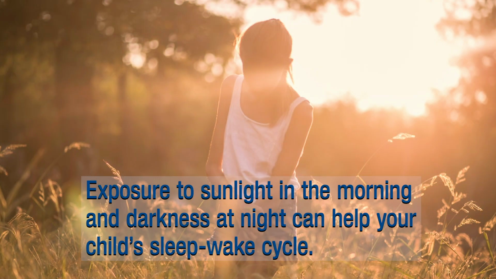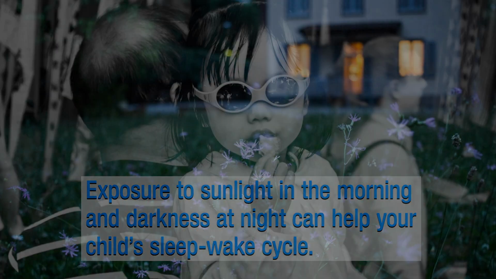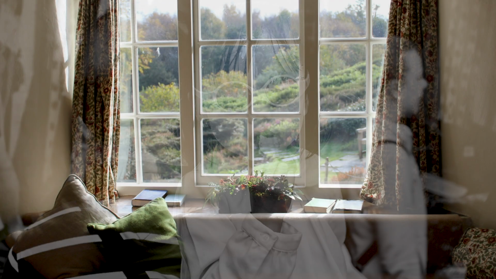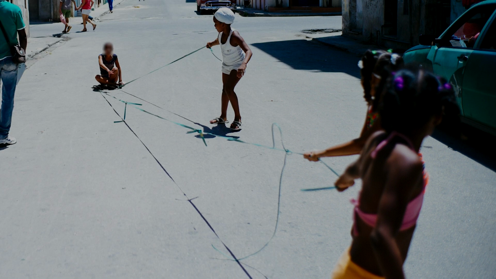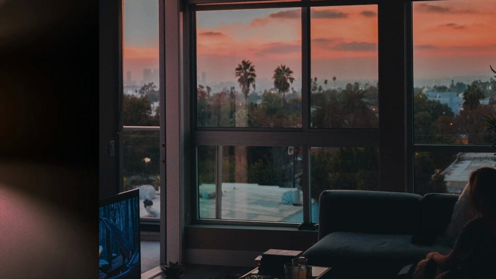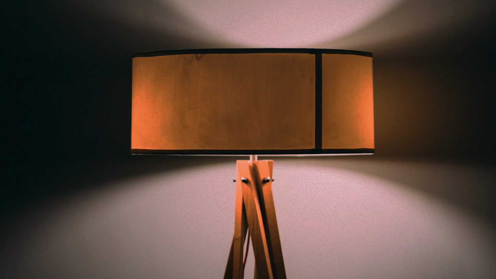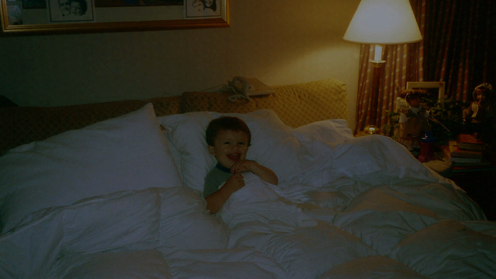Exposure to sunlight in the morning and darkness at night can help your child's sleep-wake cycle. When your child wakes up, open the curtains and let natural sunlight come into your home. Make sure to provide as much light as possible during daytime awake hours. If an activity requires dimming lights during the day, like a movie, be sure to turn them back on when it's over. It's also helpful to dim lights close to bedtime to help your child's body get ready to fall asleep.